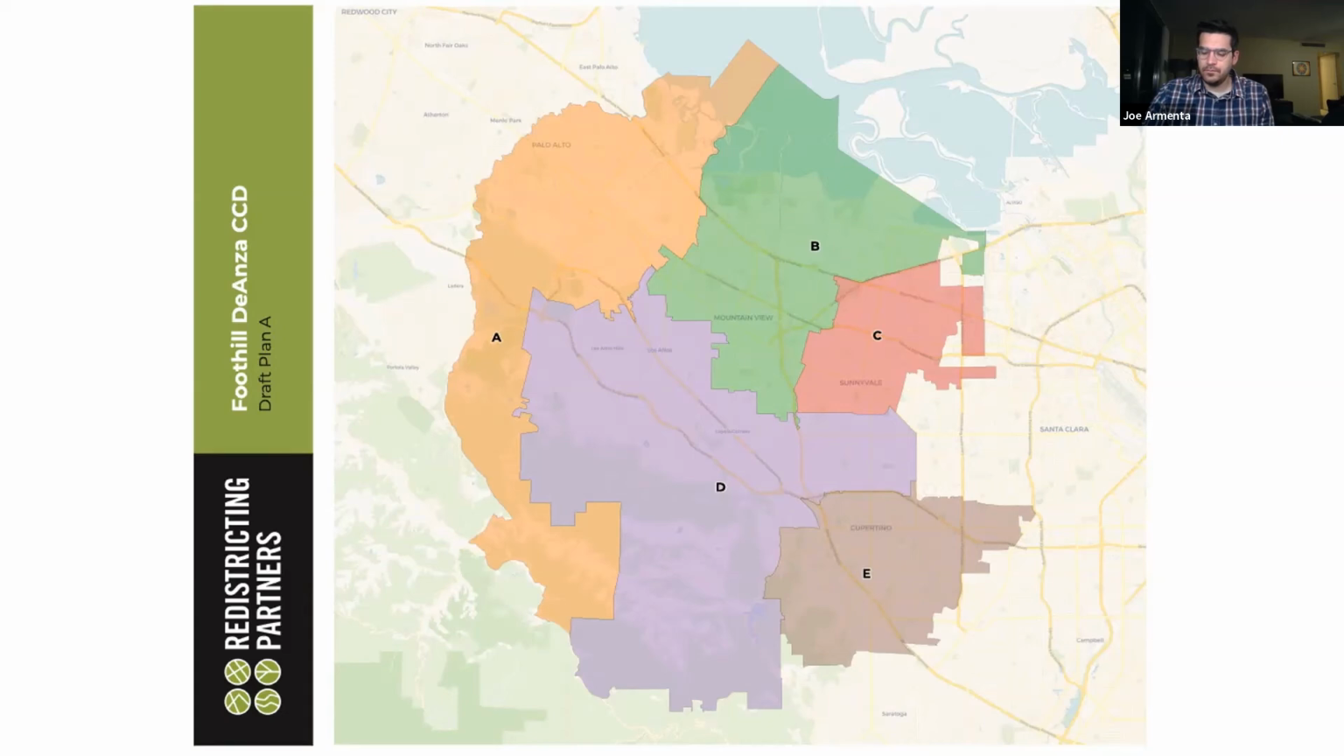Finally, my reason for not supporting map A is that I do not see any community of interest in map A, particularly for the residents of Sunnyvale and the residents of Cupertino. Thank you, Chair. Thank you, and we will make sure to have those comments in the record for approval of our minutes.